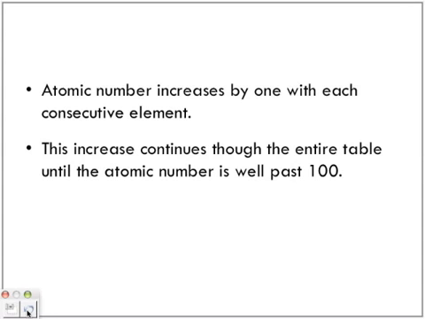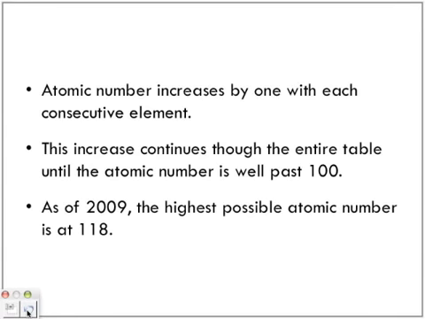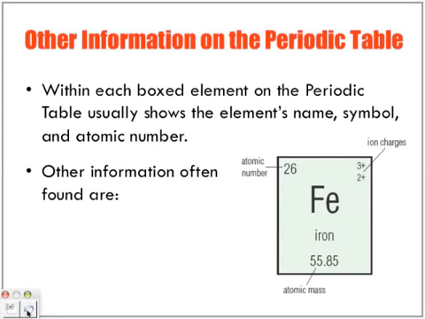This increase continues through the entire table until the atomic number is well past 100. All right? As of 2009, the highest possible atomic number is 118. So your periodic table is most current if it goes up to the atomic number of 118, which means that atom contains 118 protons. If you do not have 118 elements in your periodic table, then you've got one of the older versions of the periodic table.